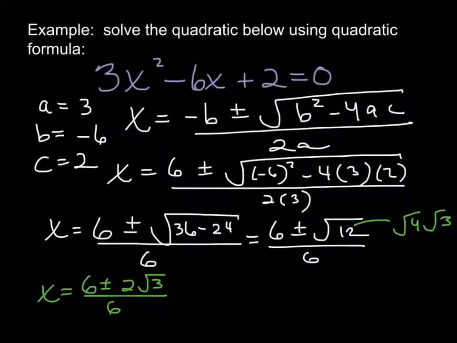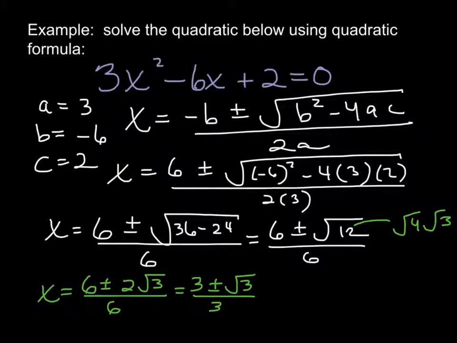So the best I can do is reduce a little bit, not by 6, but I can reduce everything by a 2, which means the 6 will become a 3, the 2 will become a 1, so I just have radical 3, and this becomes a 3. So that's one acceptable answer.